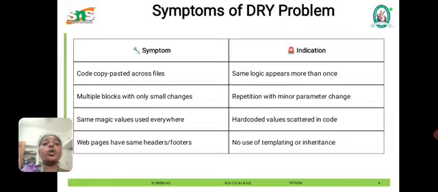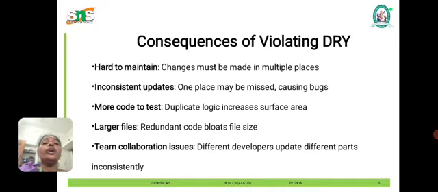The first one is code copy-pasted across files. Just copying and pasting increases the number of places, which is duplication. The second is multiple blocks for small changes. The same block created in many places is also duplication. The third is the same magic values used everywhere, for example a value referred to in all places. And a web page with the same header and footer is also one of the symptoms of the DRY problem.